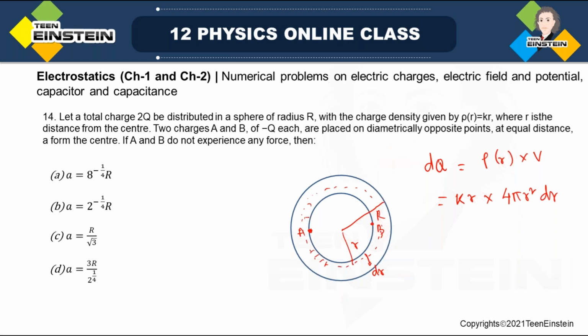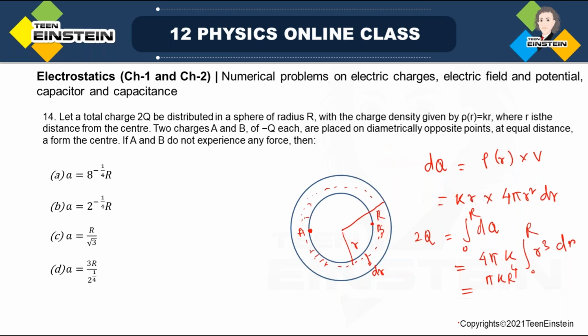Now if you want to find out the total charge on this whole sphere, that is 2q, already given, then we just do the integration from 0 to capital R. So 4 pi and k, and this is r cube dr, 0 to capital R. It will obviously be pi k R to the power 4.